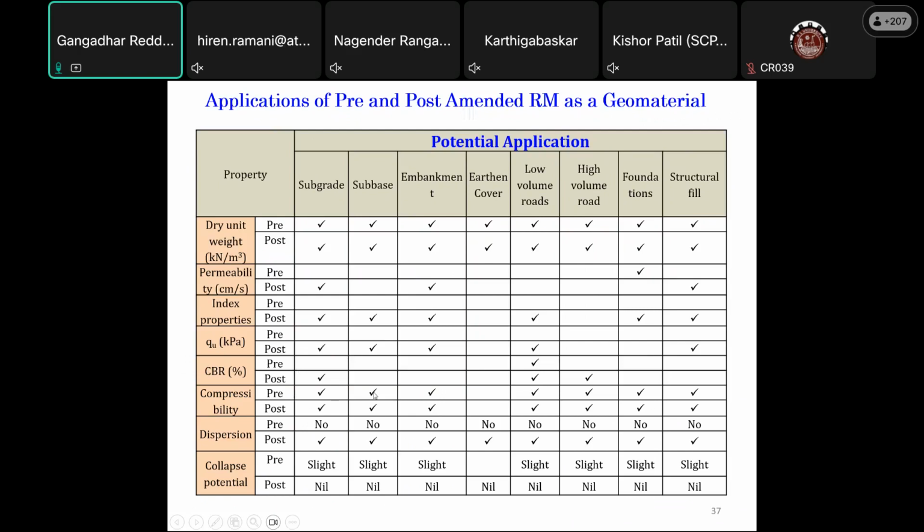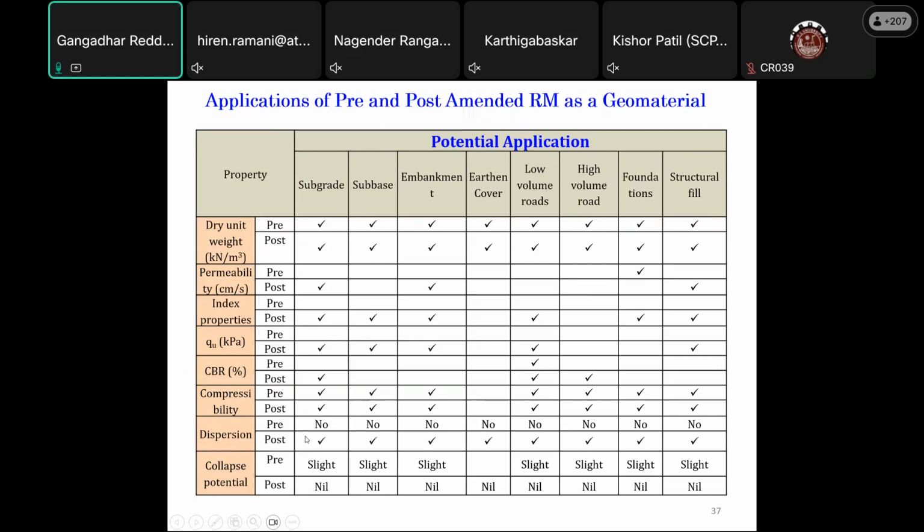Compressibility I have shown. With and without treatment, there is not much difference. But we need to see what about the collapse potential as well. Dispersion. As I said, based on my study, all three different studies show that red mud is a highly dispersive soil. It needs to be treated, otherwise it cannot be used. Otherwise, some of the industries are constructing embankments and filling them with different material as a kind of blanket material. So that is another kind of application.